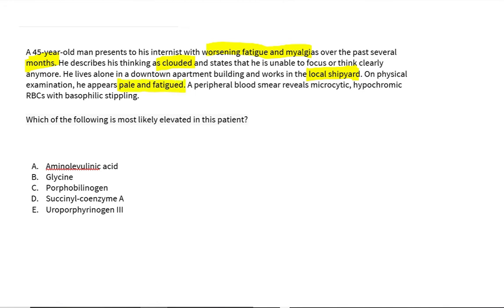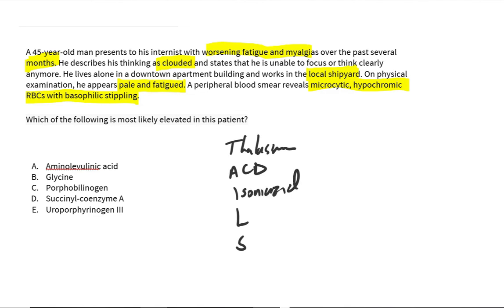His pale and fatigued appearance is consistent with anemia, and he has a peripheral blood smear which shows microcytic hypochromic red blood cells with basophilic stippling. So patients who have a microcytic anemia can be narrowed down to the mnemonic TAILS. So here we have thalassemias, anemia of chronic disease, isoniazid, L for lead poisoning, and then S for sideroblastic anemia.